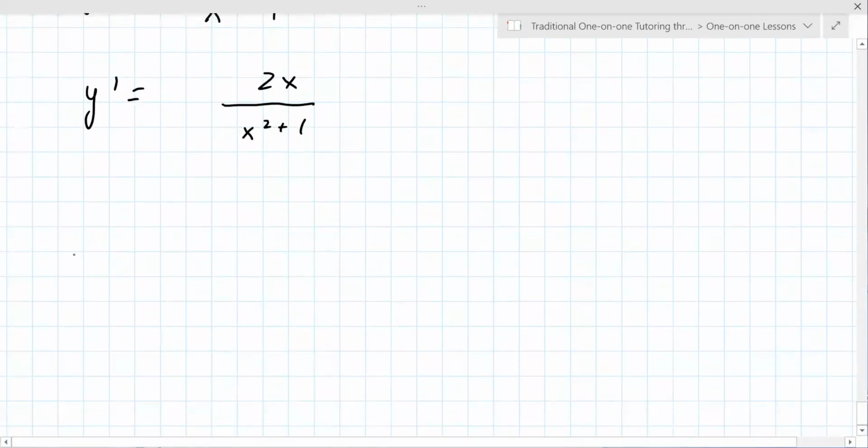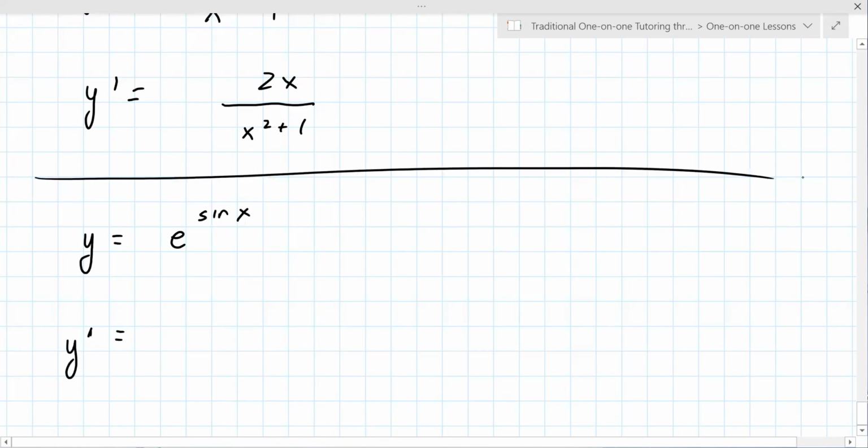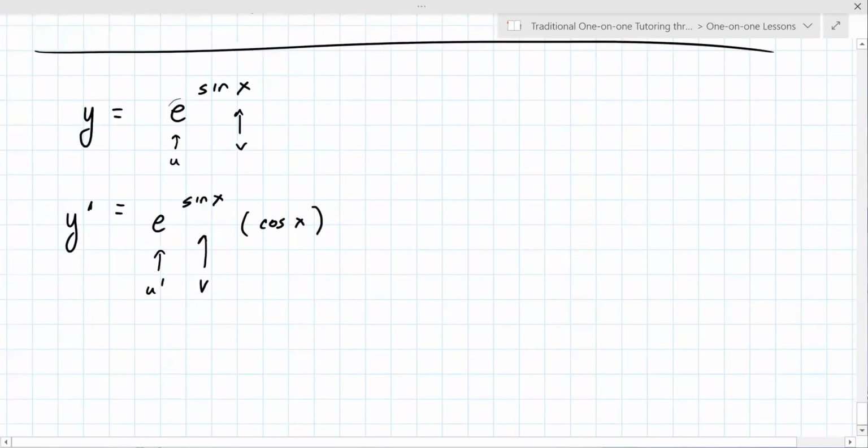Okay. Let's try another one. y equals e to the sine x. So the derivative of e is the outside function. This is u. This is v. Derivative of e is e. Keep the inside function. Multiply by the derivative of the inside function. So derivative of sine is cosine.